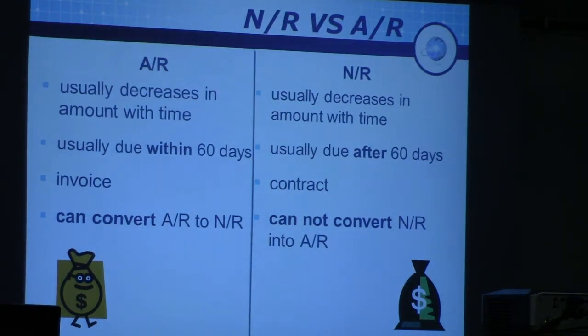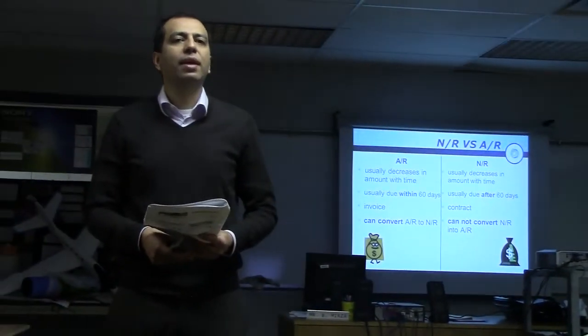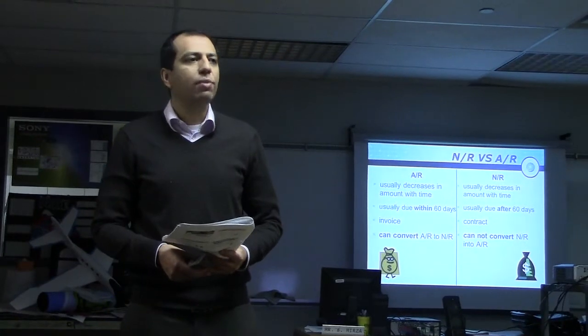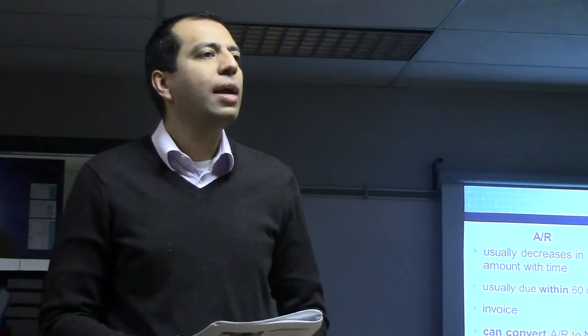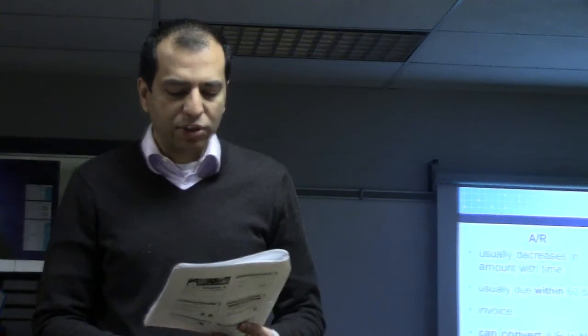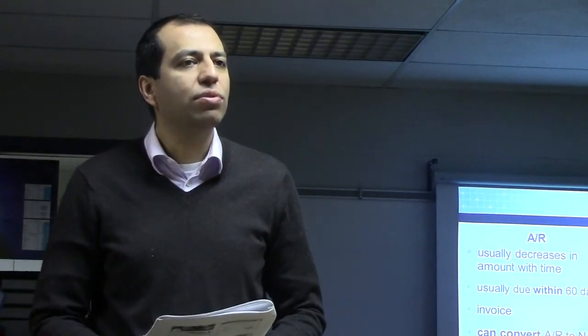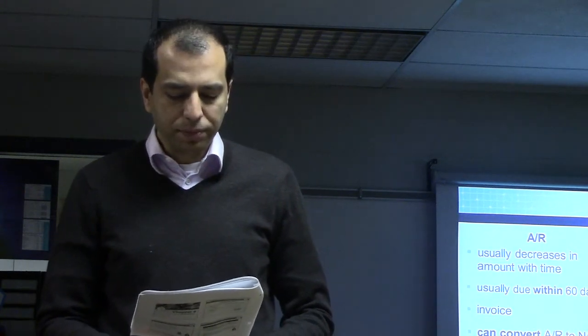So the way it works is, let's say you have $5,000 of AR from a customer. After 90 days, the customer says, I need a bit more time to pay. So what you do is you then convert that AR into NR, into a notes receivable. You actually make it a written contract, and you say, okay, we'll give you an extra 90 days or an extra 6 months to pay, but this will be a definite contract and these will be the terms of the contract. There's usually interest attached to notes receivable, and there's usually no interest attached to accounts receivable.